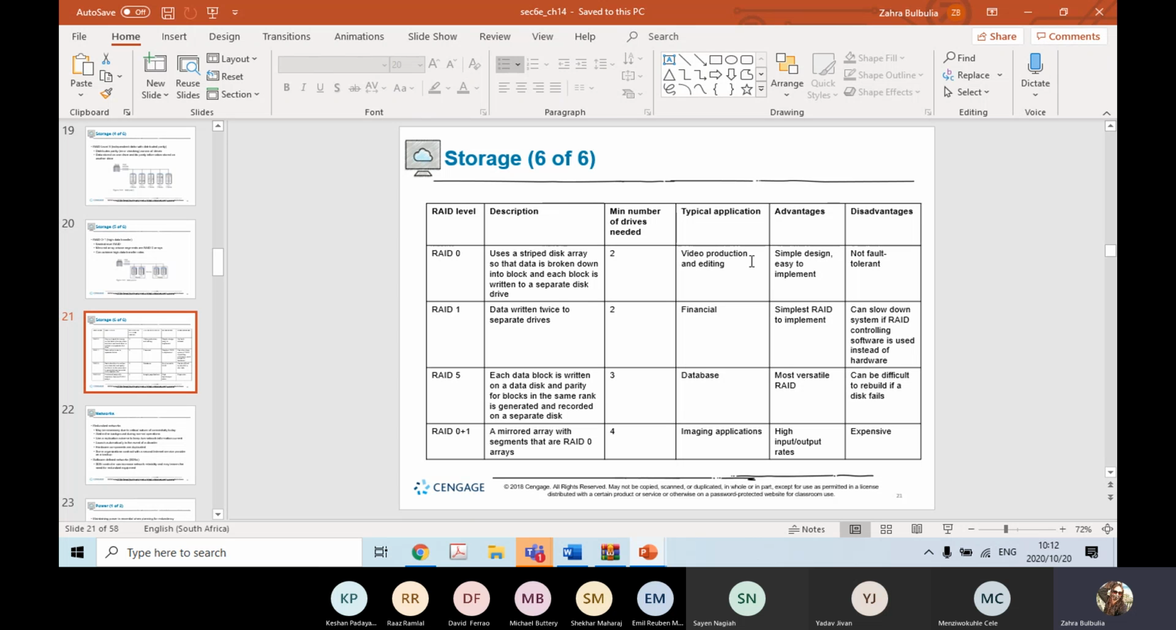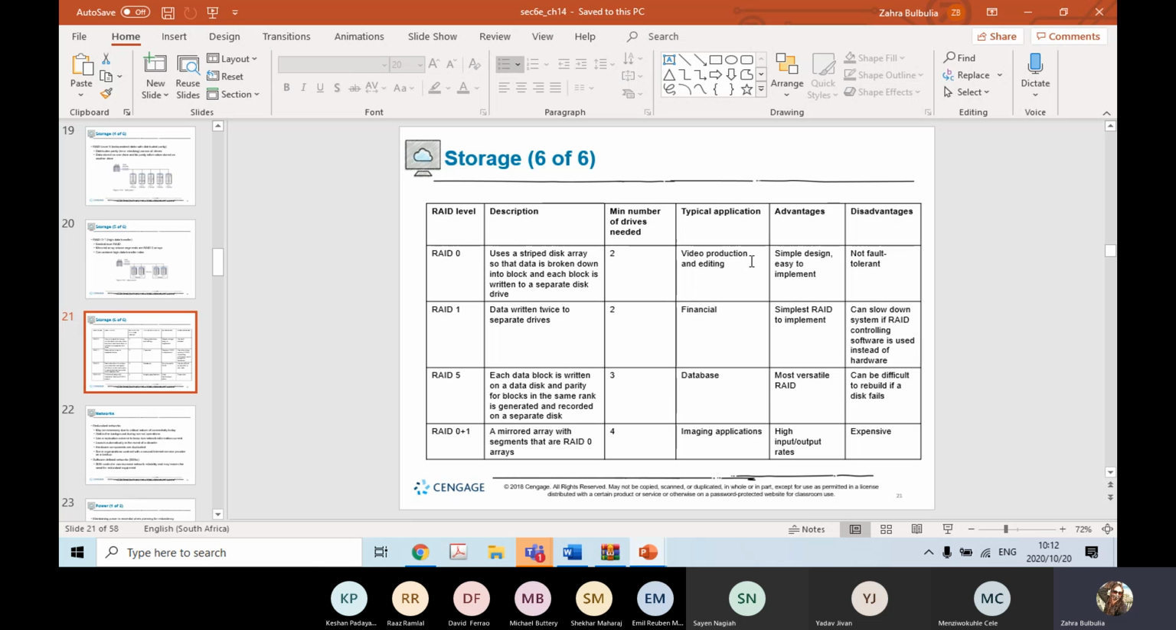RAID 1, written twice to separate drives. Type of applications, you could use it in financial applications. Simplest RAID to implement. It can slow down the system though if RAID controlling software is used instead of hardware.